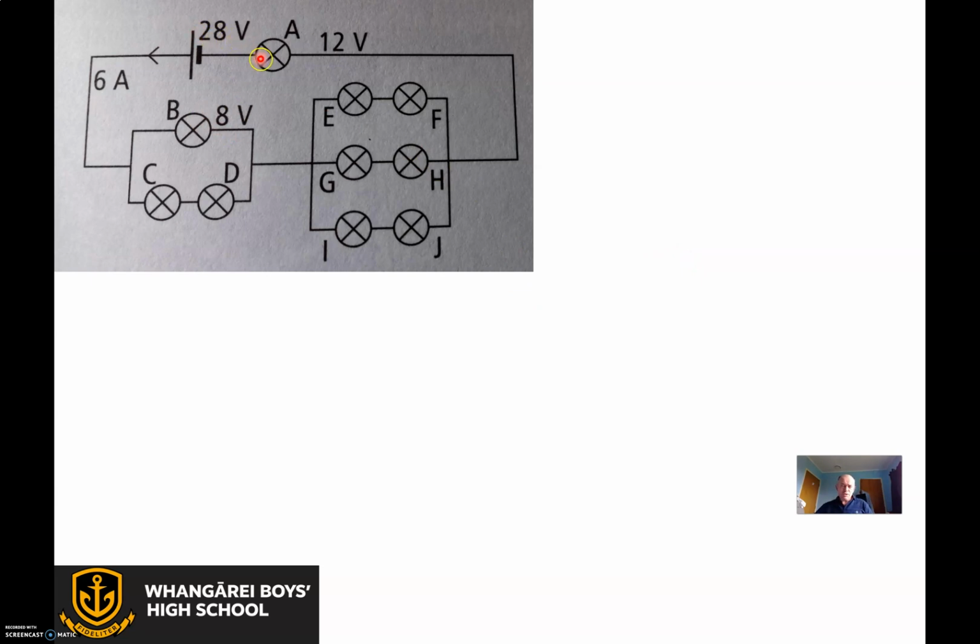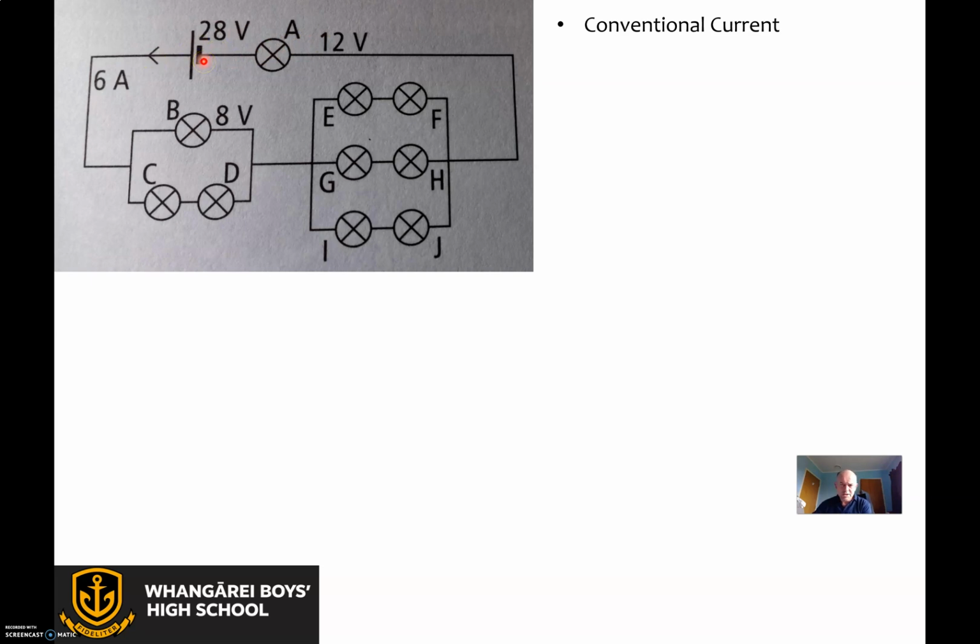I'm going to talk you through step by step how to solve this question. We've got to find the current through each lamp and the voltage across each lamp. So first of all, I want to talk about conventional current. Conventional current is current that by convention goes the opposite way of electrons.